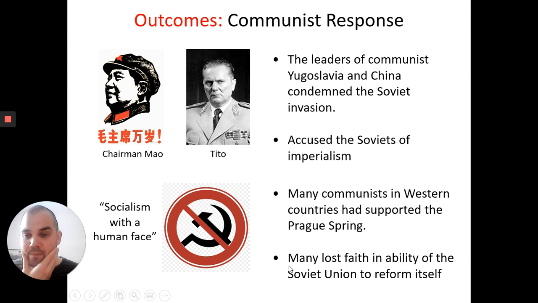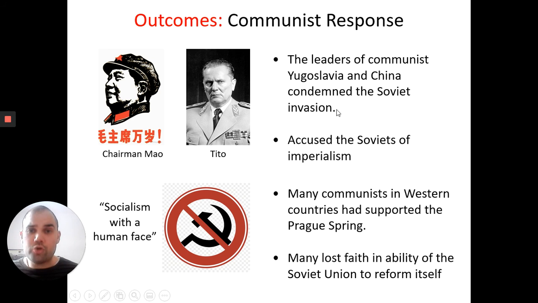invaded Czechoslovakia, though, many of them gave up on communism, at least as represented by the Soviet Union, because they thought, well, this proves that the Soviet Union is unreformable, okay? That actually it is led by people who will not allow these changes to take place because they see them as a threat to their power, okay?